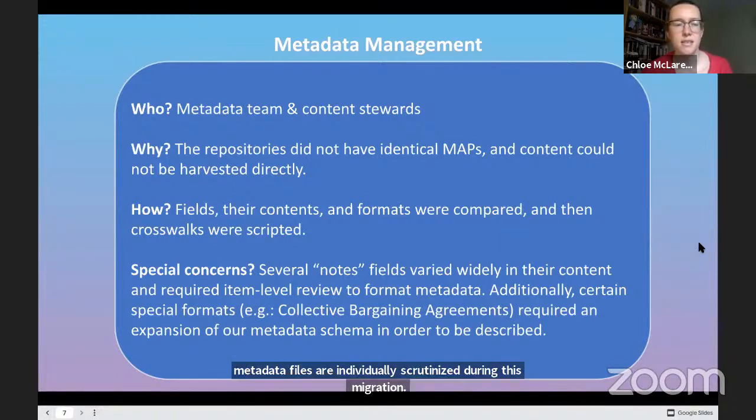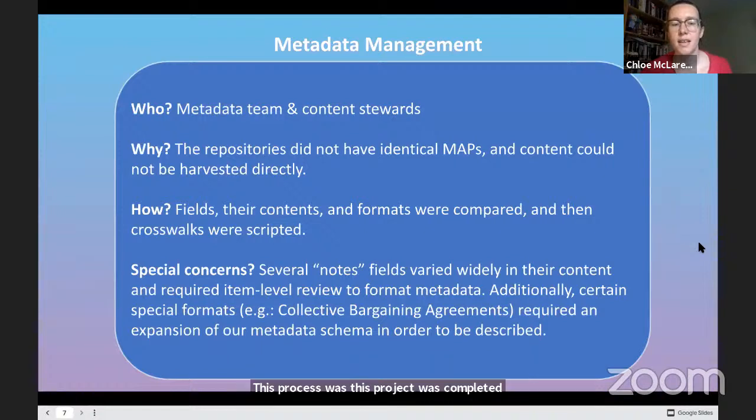This project was completed on schedule, and a subsequent stakeholder survey found that most participants were very happy with how the project went. So overall, I'm pleased to report that it was a success.